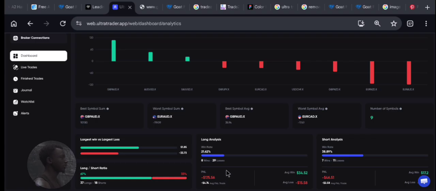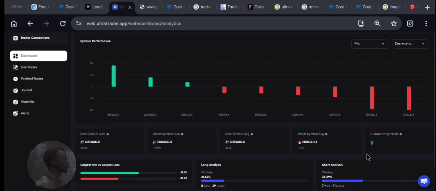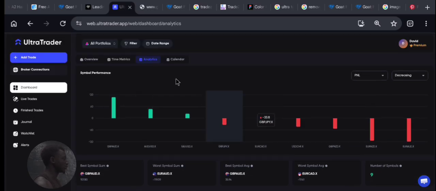You can see the P&L for long. I've lost $175 on buys, and I've made an average win of 34.52 on buys. Then on short, you can see I've made around minus $46 on losses on sales, and on sales rather, the wins I've made are around $17. So that's basically it on analytics.